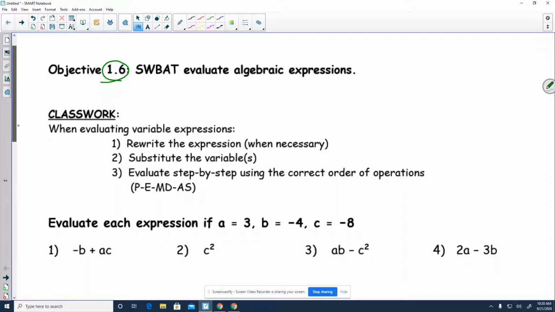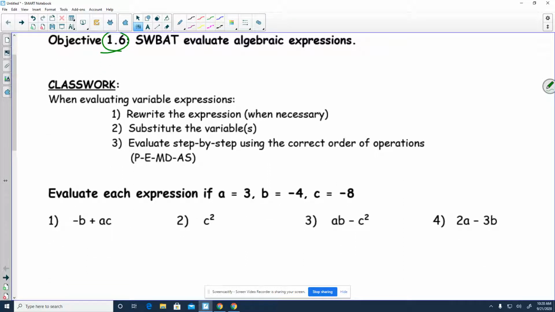Okay. Well, when we're evaluating variable expressions, and again, the word variable just means letter, the first step is we're going to rewrite the expression when necessary. Now, what does that mean? Well, you'll see in a minute. Second step, we're going to substitute the variable. Substitute means to just plug in. So we're going to plug in.